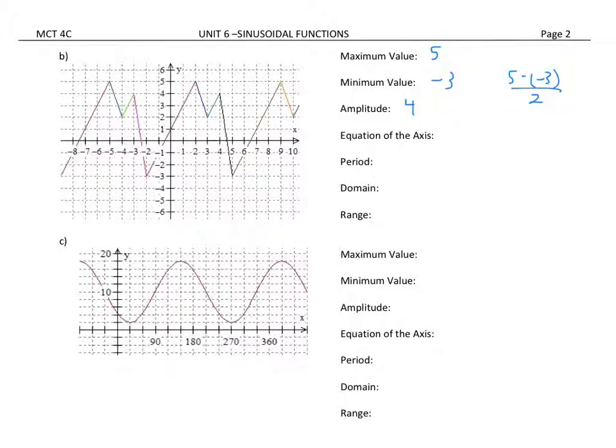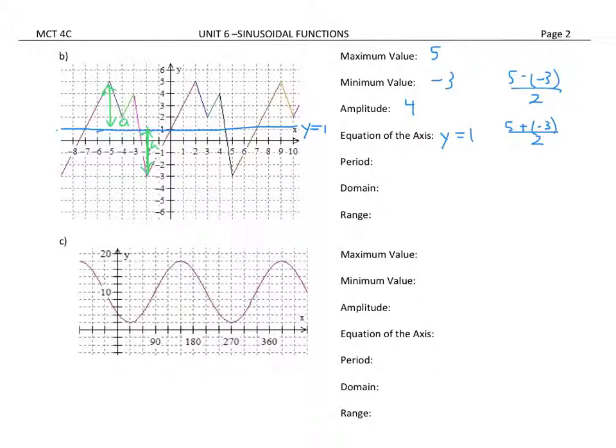The equation for my axis, I want to find the midpoint between those two, so I'm going to add 5 and negative 3. That gives me a positive 2, and divide by 2, that gives me 1. So my equation for my axis would be y equals 1. I'm just going to draw that in there. There's my equation for the axis of my graph, y equals 1. The amplitude is between the max and the axis of the curve, so that amplitude is 4 units, or you could see it here as well. This is 4 units from the min to the axis of the curve.